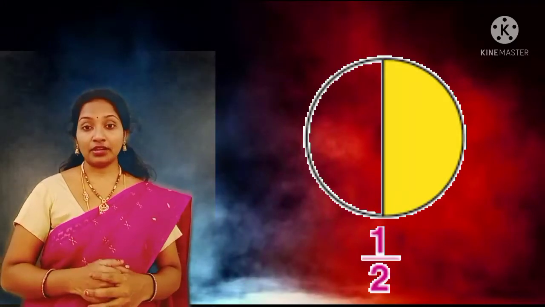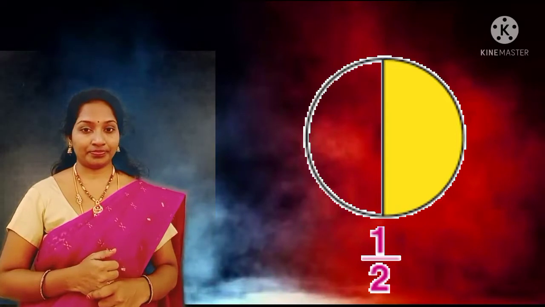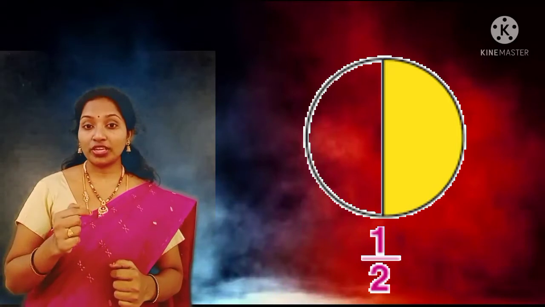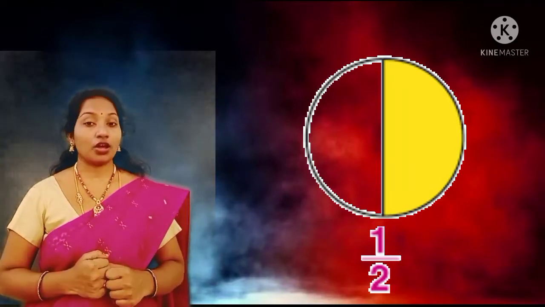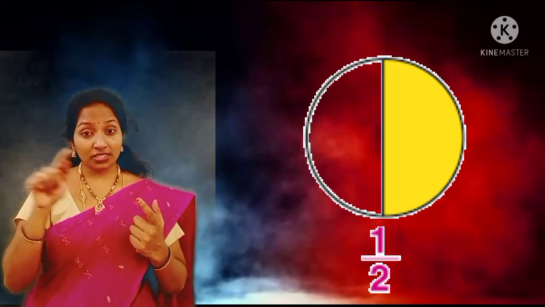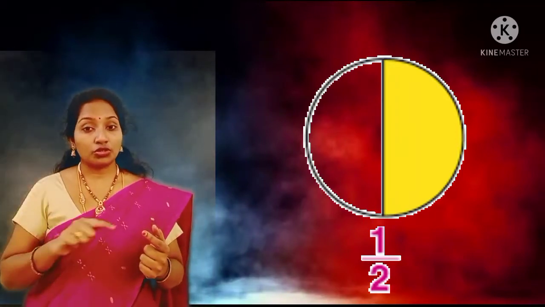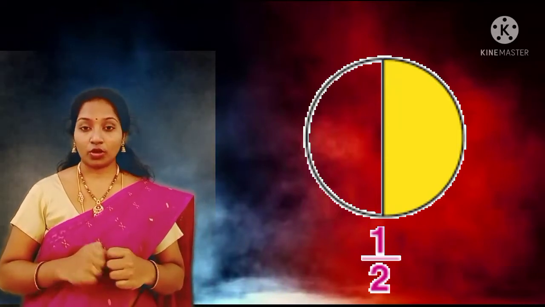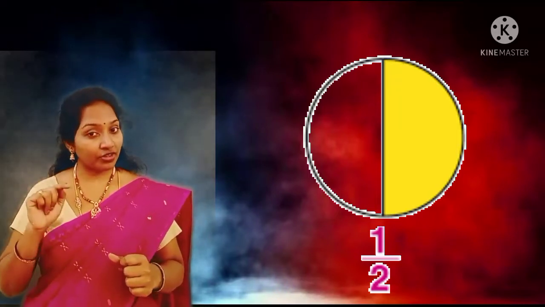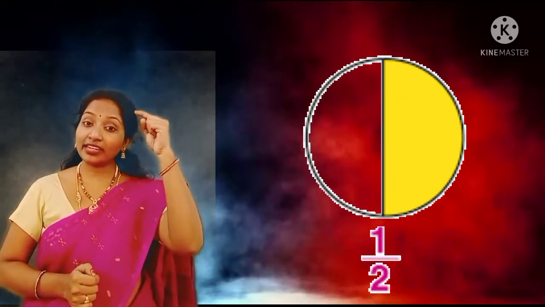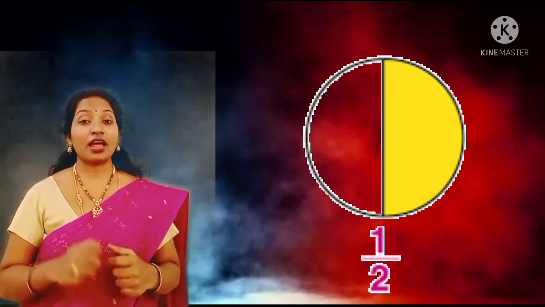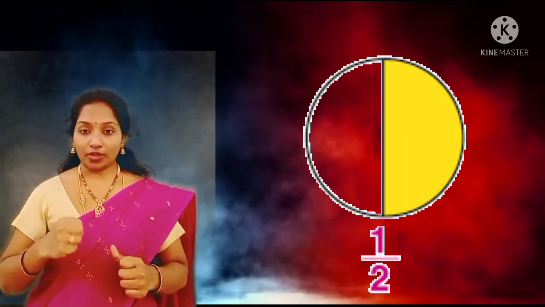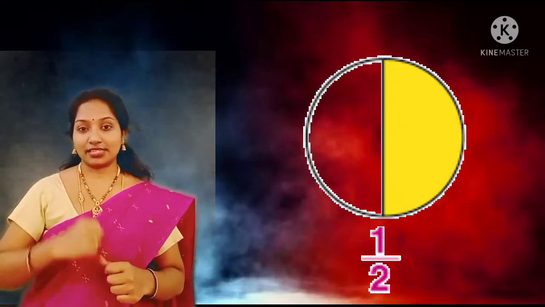See this example, 1 by 2. Here 1 is the numerator, 2 is the denominator. And what is 2? It means the total number of parts. 2 is the total number of parts. And what is the numerator? 1. 1 is the number of parts taken or selected.